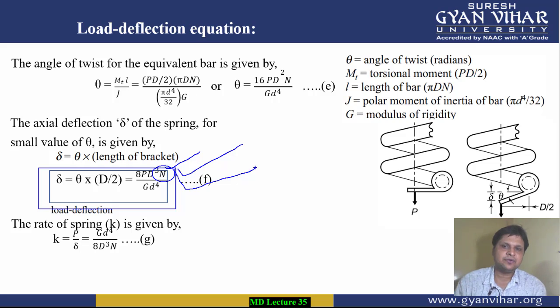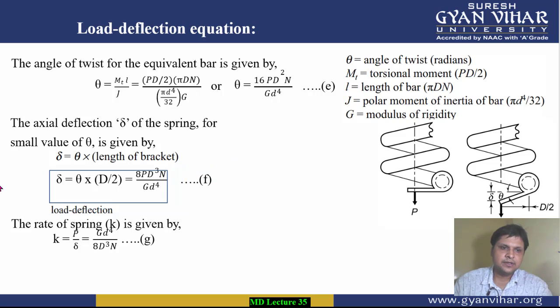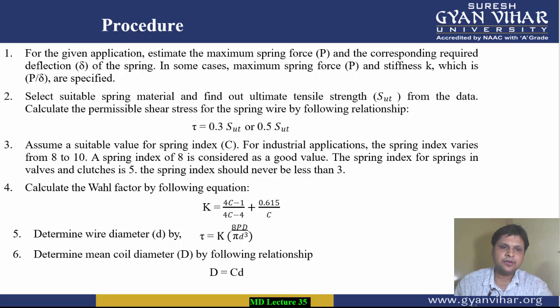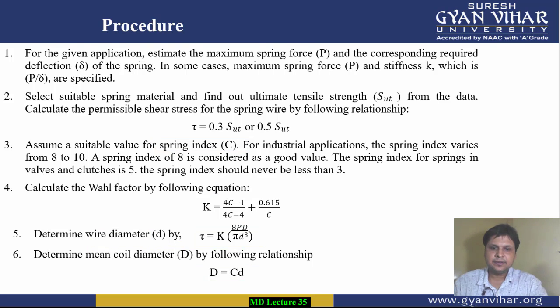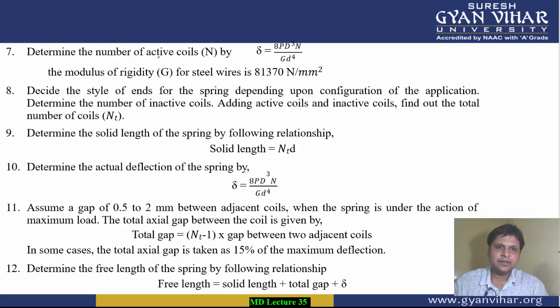So through this load deflection equation, we are going to calculate the number of active coils. Also, the procedure of design of helical spring was taught to you in the previous lecture. These are the steps to be followed. We are going to calculate the value of spring index, wall factor, wire diameter, and mean coil diameter. Then we calculate the number of active coils by the load deflection equation.